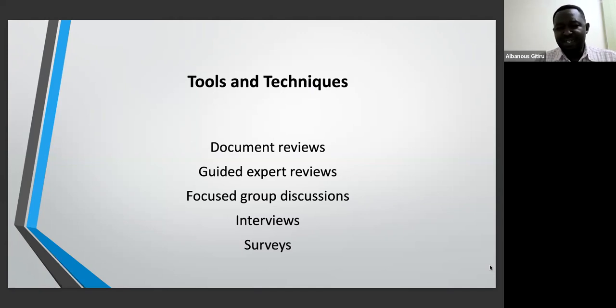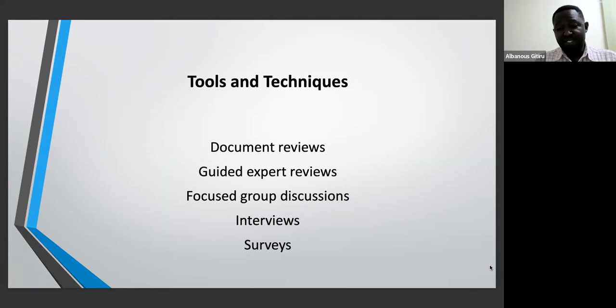The other bit is having guided expert reviews. So if you're doing your needs assessment around the area of health and HIV, it doesn't harm to get an expert, interview the expert, understand what are the trending contemporary issues, and also be able now to pick the mind of the experts to inform the kind of direction that you would want to take.